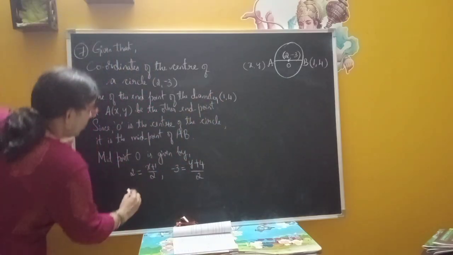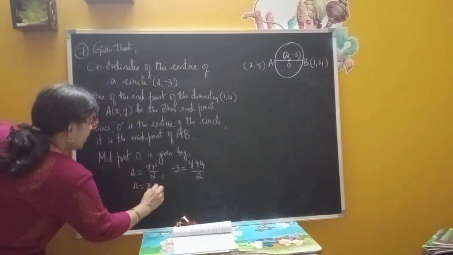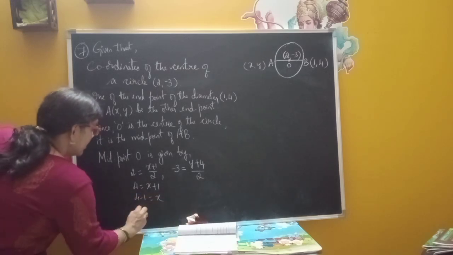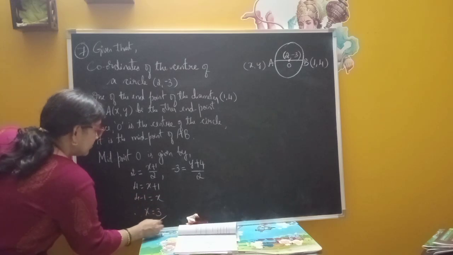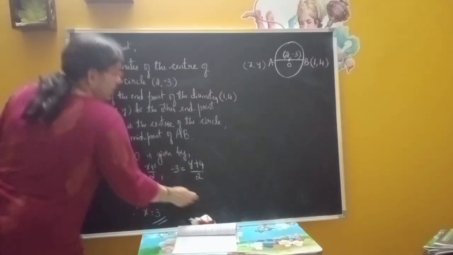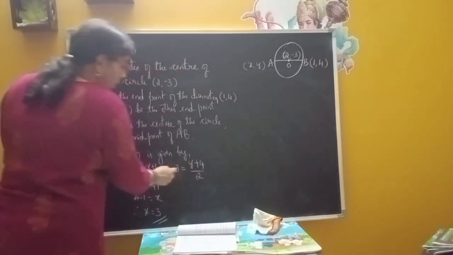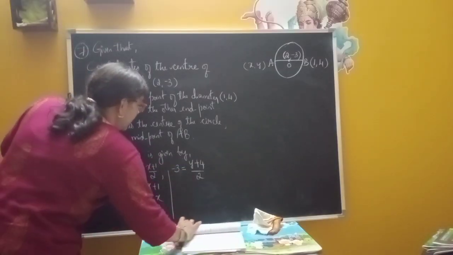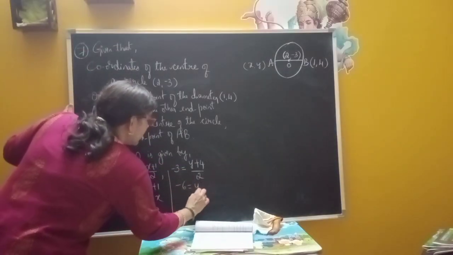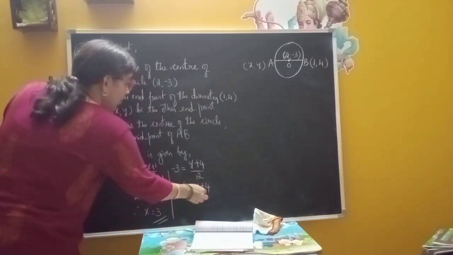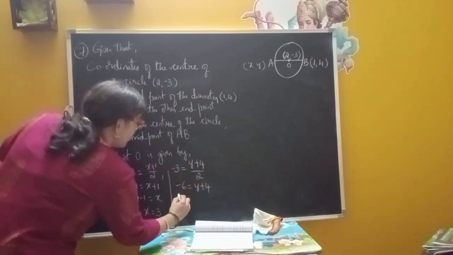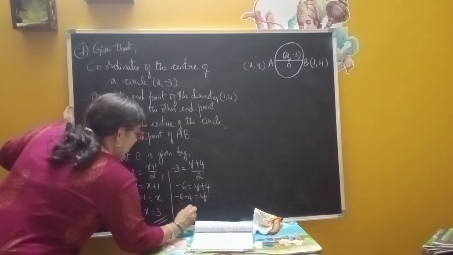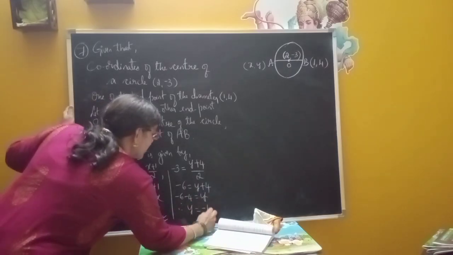2 2s are 4. So 4 is equal to x plus 1. So x is equal to 4 minus 1, which is 3. Therefore x is equal to 3. And here y plus 4 by 2 is equal to -3. So transposing, -3 into 2 is -6, so -6 is equal to y plus 4. So y is equal to -6 minus 4, which is -10. Therefore y is equal to -10.